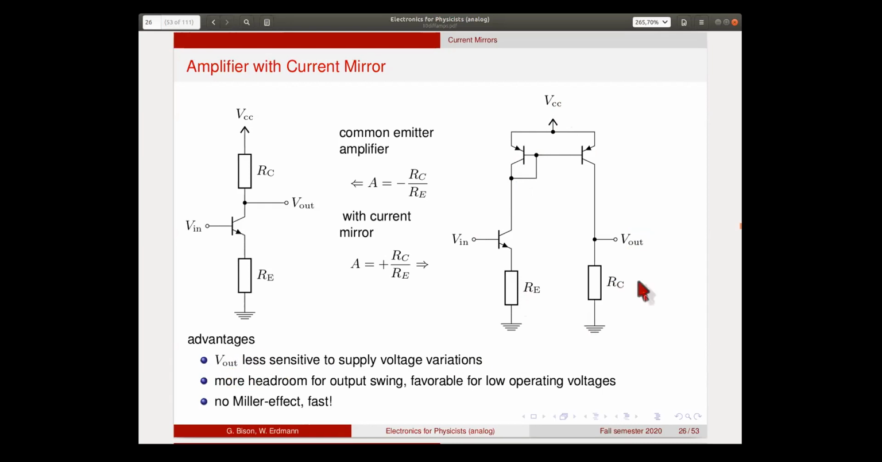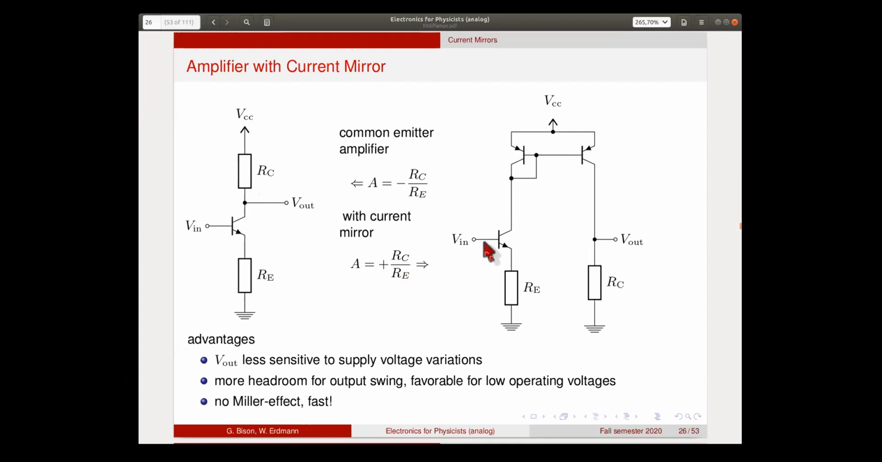The other big advantage is that this node now has a lot more headroom for output swings. So it can basically go from 0 to almost all the way up here when you start shutting down this current source. But it can go almost all the way up to the supply voltage. So you have almost a maximum possible output swing, and this is a good thing, especially when you make circuits with low operating voltages. While here, this output can never go below the input voltage, because then you start killing this resistor. Okay, here you're completely independent.